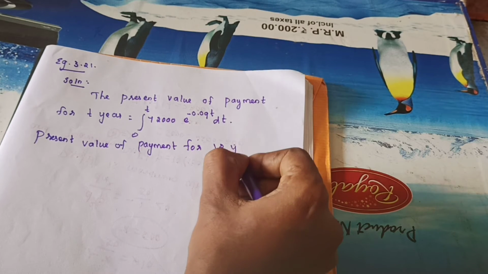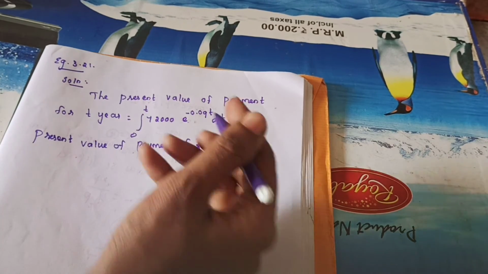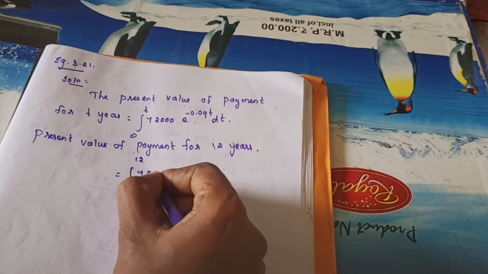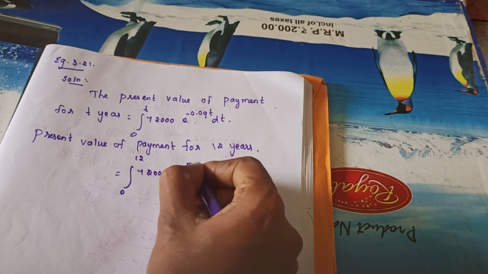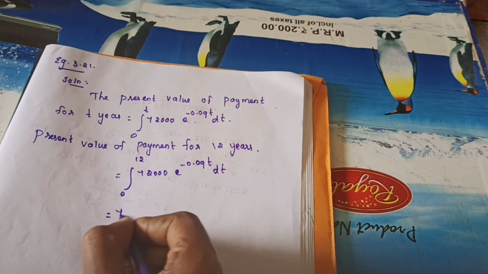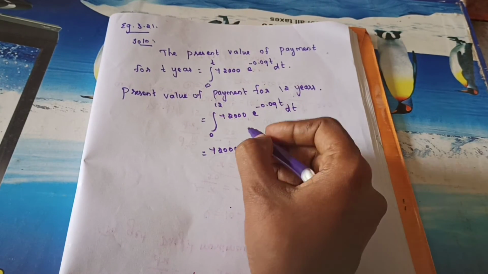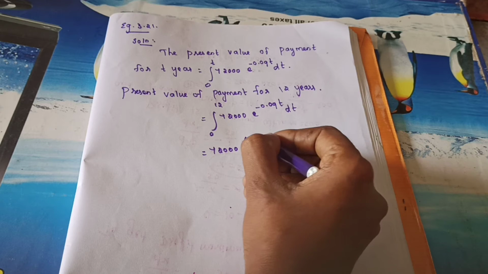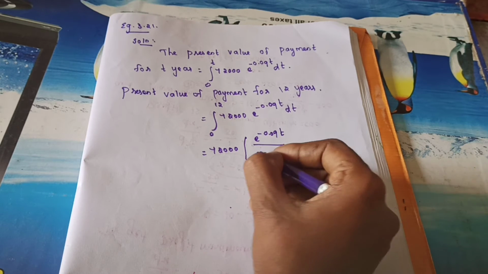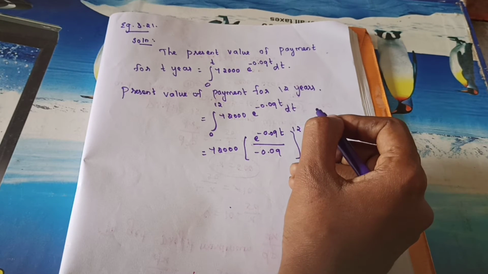For 12 years. Okay, so first you calculated for t years, is it right? Next, in the place of t it is 12. So what will happen? 0 to 12, 72,000 e power minus 0.09 t dt. That is equal to 72,000, which is a constant, so you can take this outside. So what's the integration? E power minus 0.09 t divided by minus 0.09. The limit is from 0 to 12.